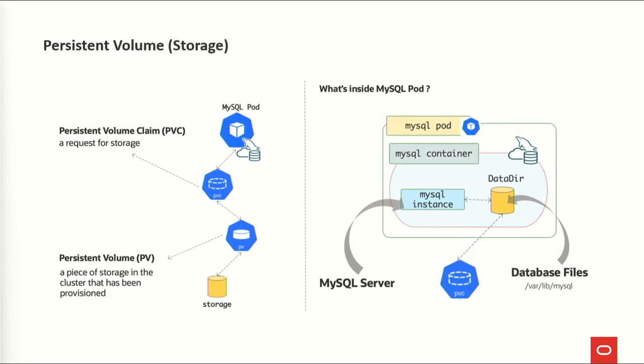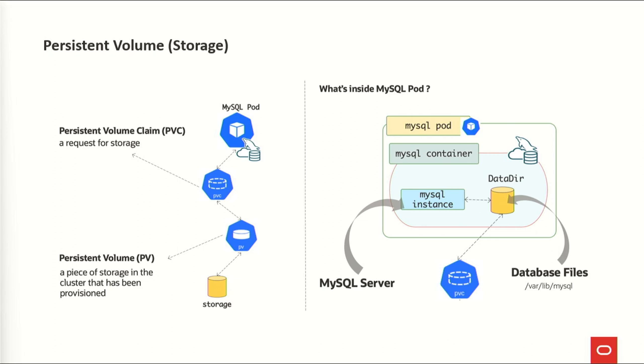A pod consists of one or more containers, and MySQL will run inside the pod as one of the containers. Since MySQL needs persistent storage to persist data, the storage itself needs to be present in Kubernetes as a persistent volume. This persistent volume is the resource that makes the storage visible to the pod. The container can then mount the PV through a persistent volume claim. It's like a request for the size of the part of the PV that the container needs.